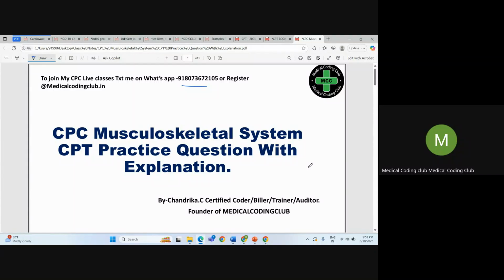Today we will see one important concept from the musculoskeletal system, which is the arthroscopy procedure. Arthroscopy procedure is very important, so we will understand the procedure overview and also the coding guidelines associated with the arthroscopy procedure, and we will see a few practice questions to understand it.